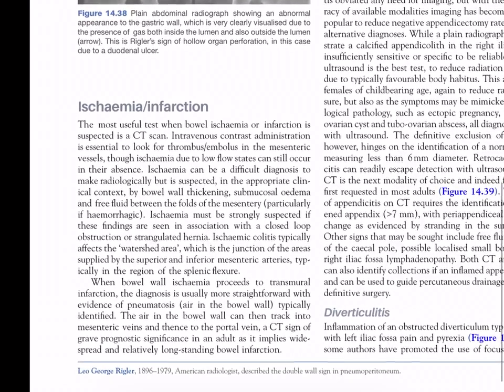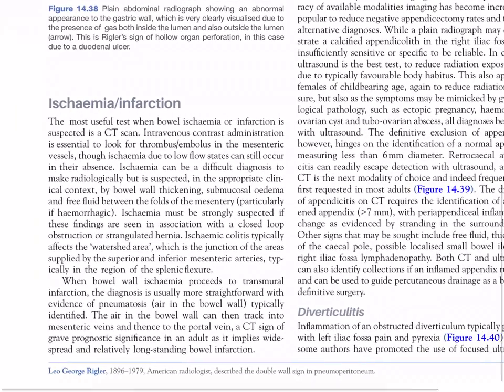Ischemia or infarction. The most useful test when bowel ischemia or infarction is suspected is a CT scan. Intravenous contrast administration is essential to look for thrombus or embolus in the mesenteric vessels, though ischemia due to low flow states can still occur in their absence.